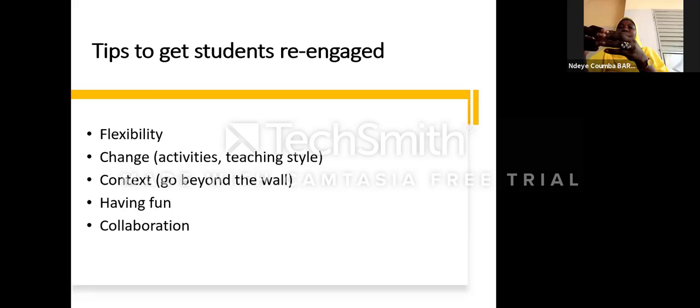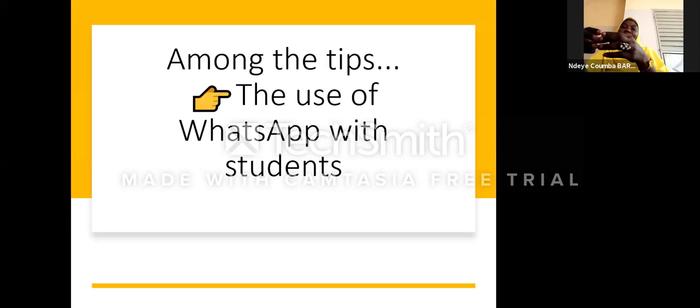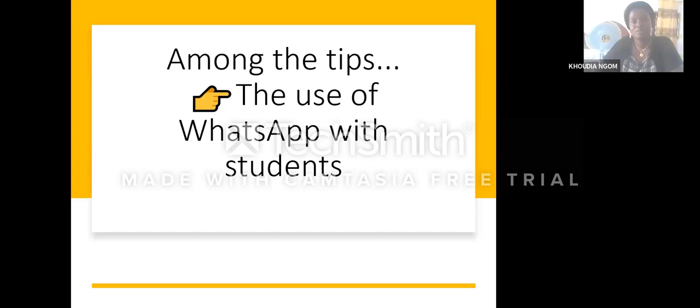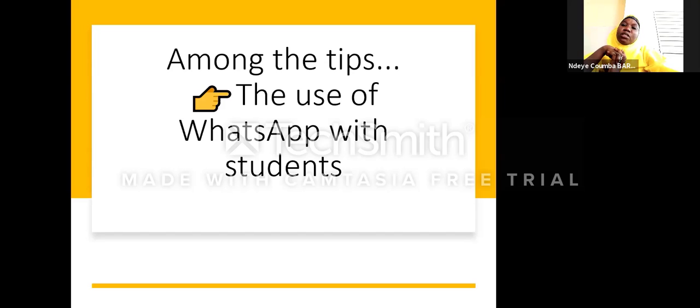So thank you so much for these tips. If you have some other tips, we are waiting for that in the chat box. You can add them. So among the tips also, we have the use of a great tool, as we are inspired by Gina Rhodes during TESOL 2020 with her engaging the disengaged student.